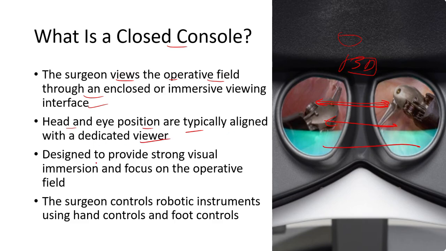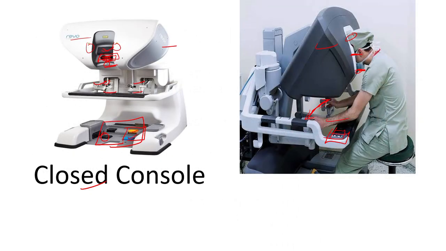It is designed to provide strong visual immersion and focus on the operating field. Because his head is resting, it helps provide strong visual immersion because of the 3D glasses, and focus on the operating field. The surgeon controls the robotic instruments using the hand controller. You have seen the hand controller and the foot controller. With the hand controller he controls the hand movement, and with the foot clutch, the endoscopic clutch is there.